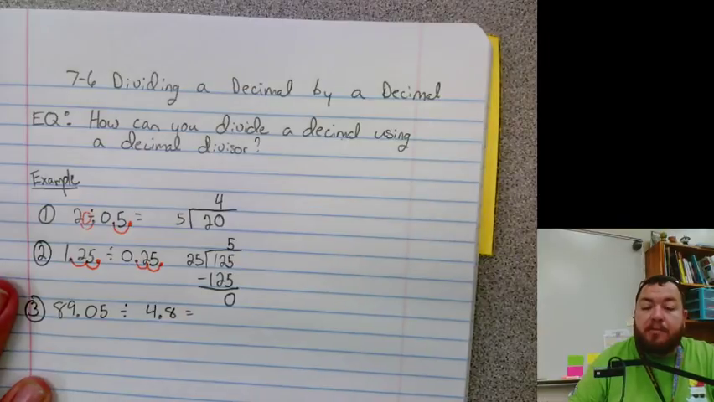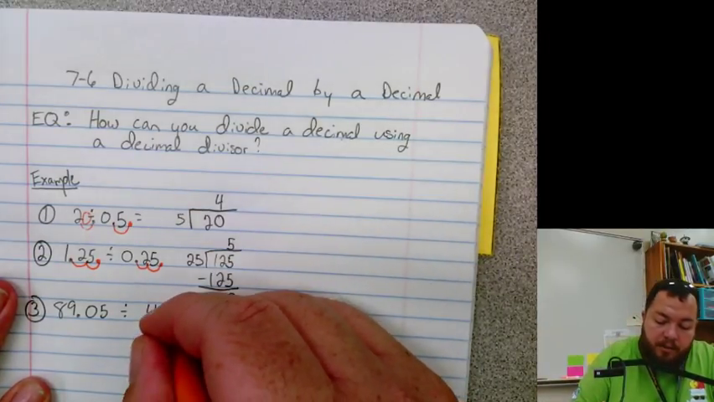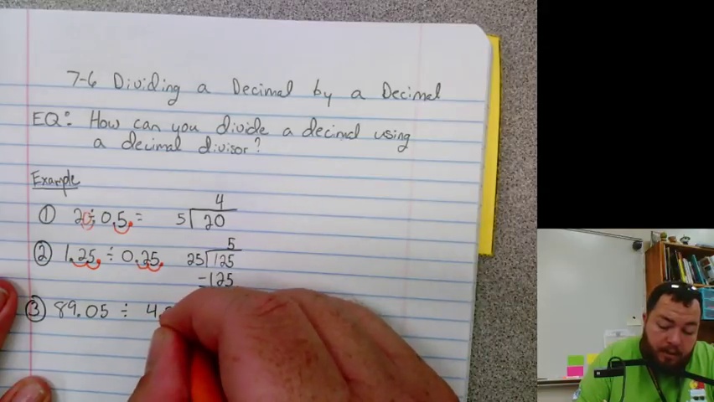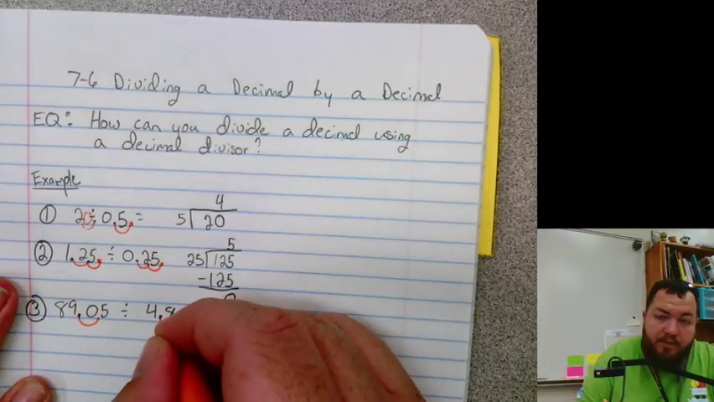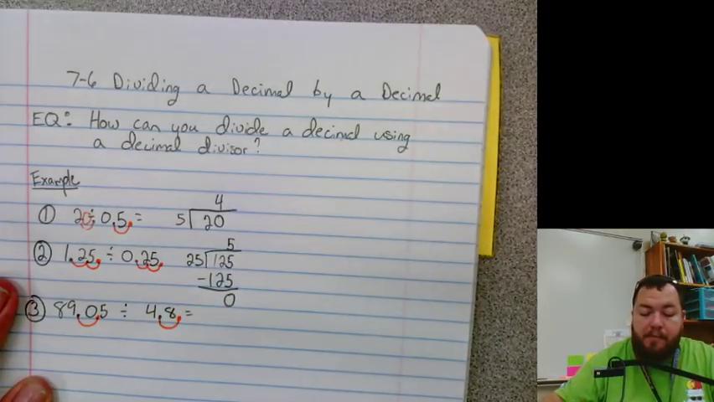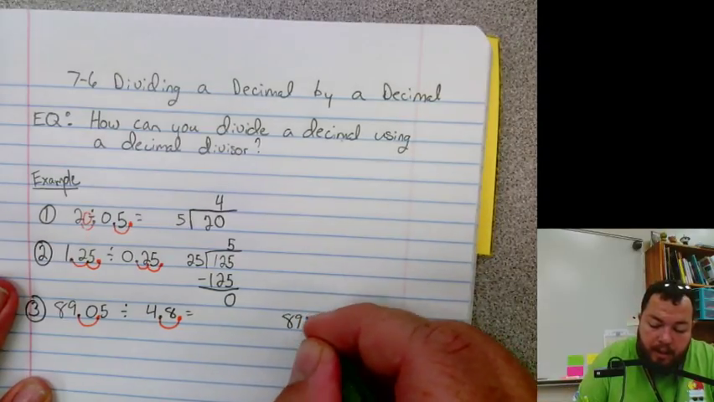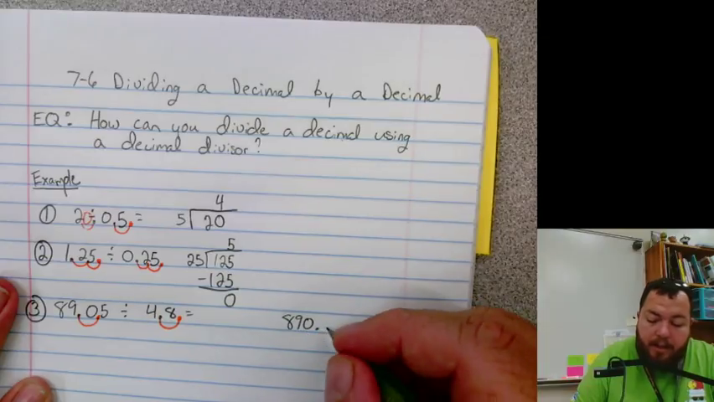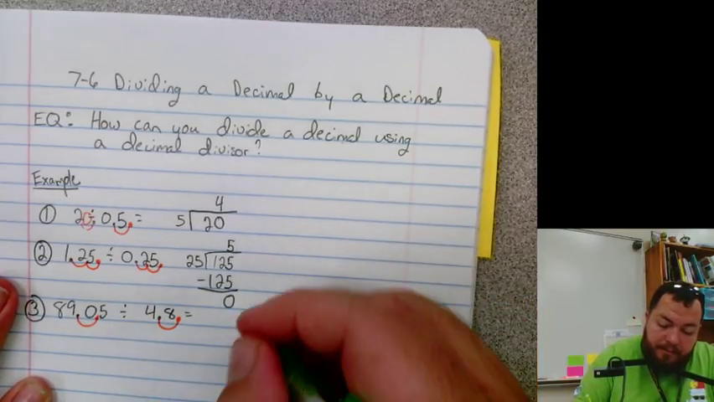Remember, what is the first thing we need to do again, guys? We need to get the decimal out of our divisor. So we're going to multiply it by 10, or 10 to the first power. And whatever we do to our divisor, we're going to do to our dividend. So we're going to do the same thing again, okay? Then I'm going to rewrite my problem. I'm going to have 890 and 5 tenths divided by 48.